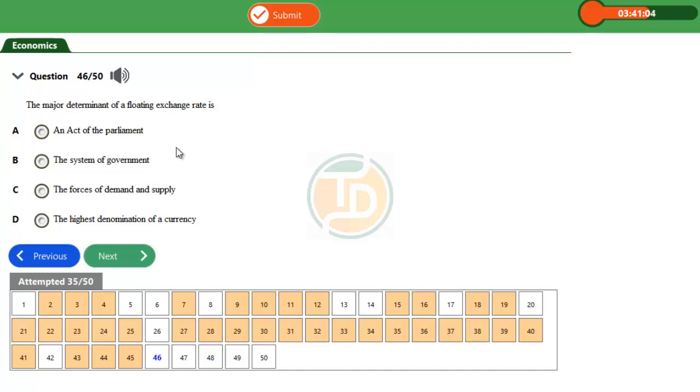Option B has to do with systems of government. System of government has nothing to do with exchange rate system, and the denomination of a country's currency has nothing to do with exchange rate system. And exchange rate system has to do with the act of parliament and the force of demand and supply.